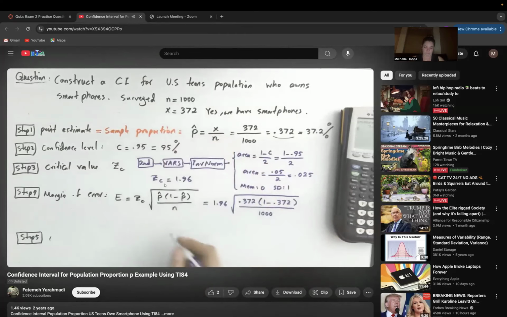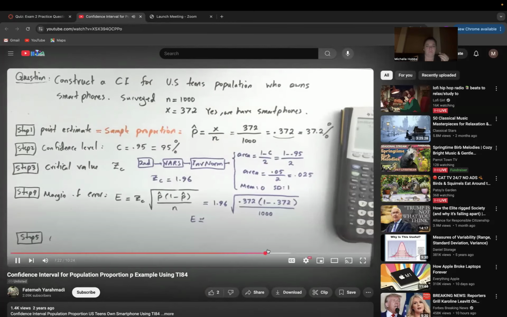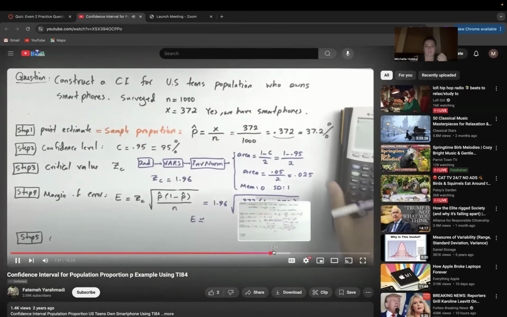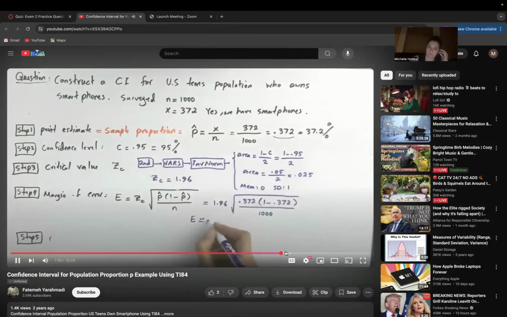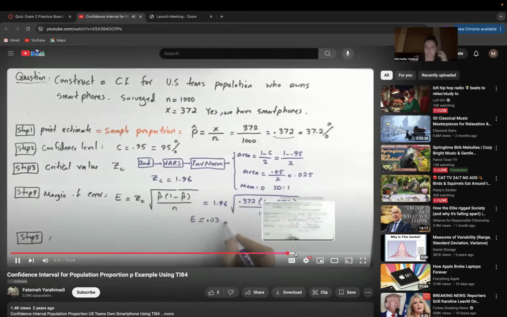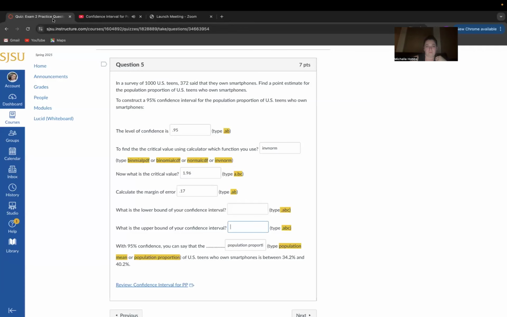Okay. If I do the computation, E is approximately what number? Guys, please do the computation and give me your margin of error. What would be the margin of error in this case? What did the class get on the calculator? Exactly 0.3%. Remember that. This is the distance. This is your point estimate, and this is the distance.